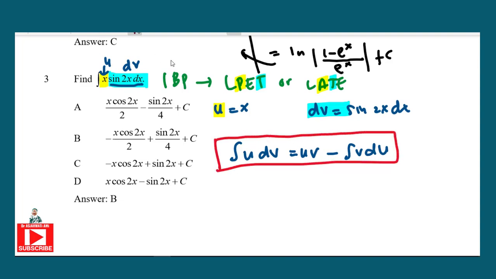And we need to differentiate u with respect to x. du is equal to dx. Then integrate dv, integrate sin 2x with respect to x. So the answer is v is equal to negative cos 2x over 2.